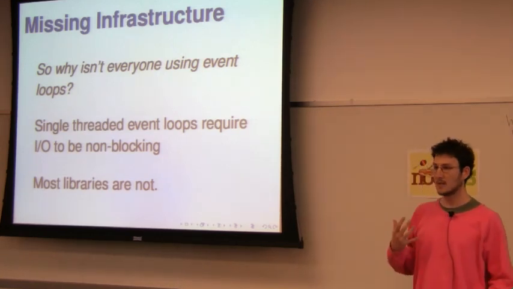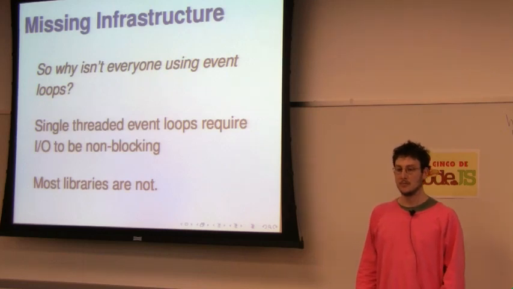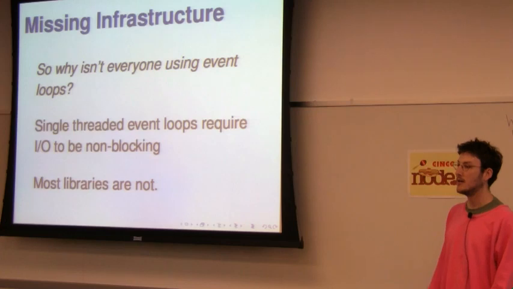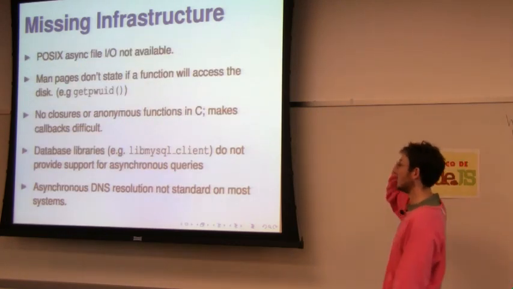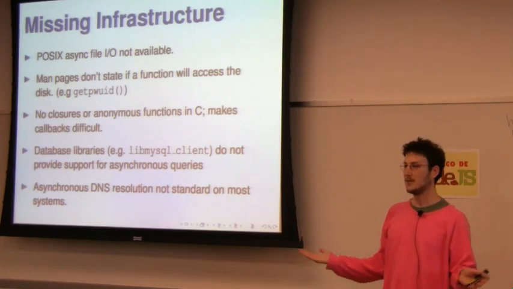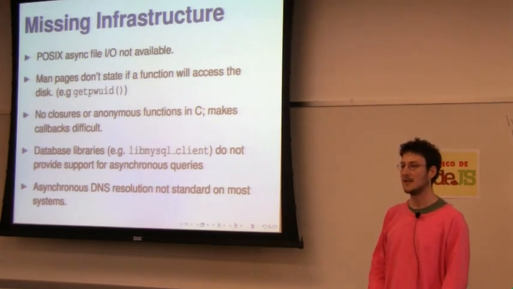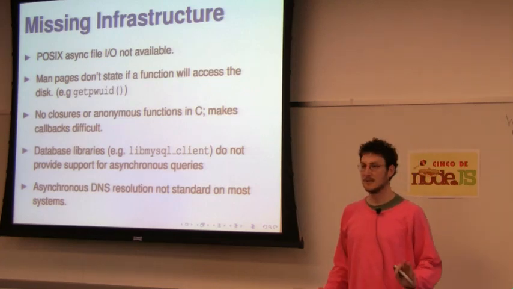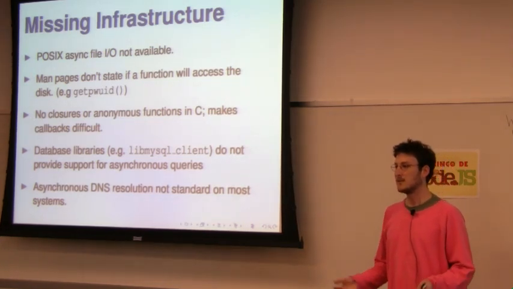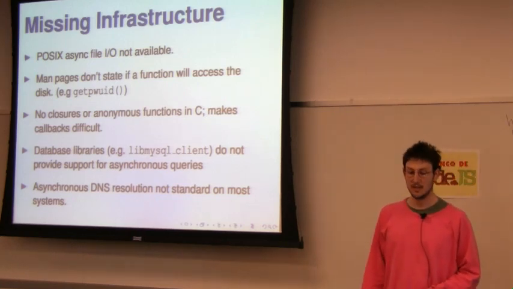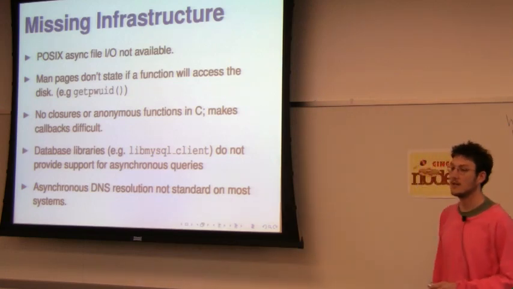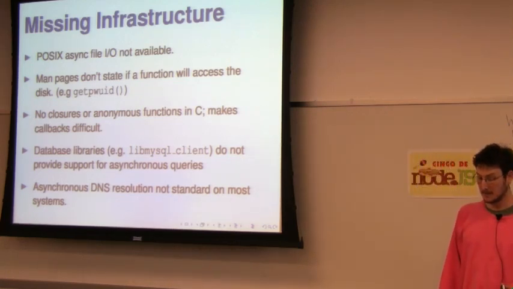And the libraries that we use are very often blocking libraries, and there's no way around that. So some examples. Accessing the disk, you can't do it. You cannot do it, right? You can't access the disk without blocking. Supposedly, there's some POSIX async specification out there, but it's just not available on machines. Man pages don't tell you if a certain call is going to access the disk or not.